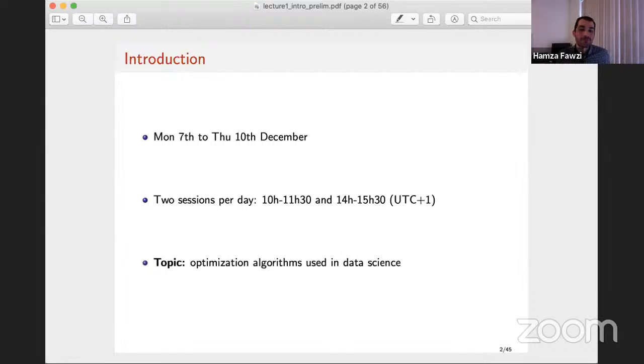So first, just some admin stuff, the details of the course. This is a 4-day course this week. From this Monday until this Thursday, we'll have 2 sessions per day: one in the morning, from 10 to 11:30, and one in the afternoon from 2 to 3:30. This is Morocco time. And the topic of the course will be optimization algorithms used in data science.